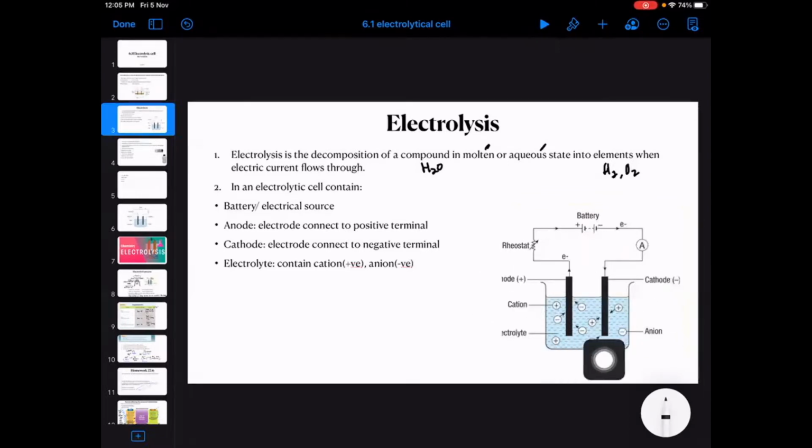So just now we were talking about the ions in the solution. The positive ions will move to the negative electrode. Positive ion moves to negative electrode, so we call it a cation. A positive ion is a cation. And negative ions will move to the anode because they are attracted to the opposite charge. So this negative ion is called an anion because it moves to the anode.